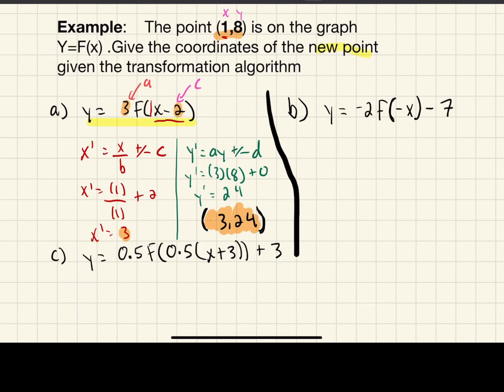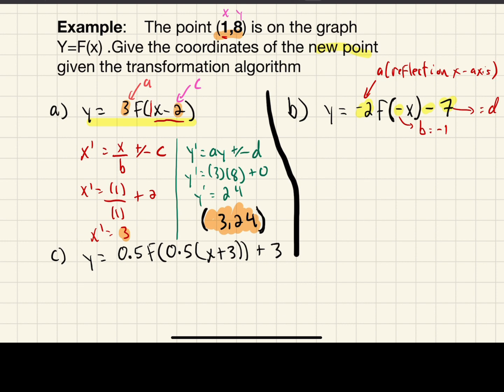So we're going to do the same thing for b here. We're going to highlight all the coefficients and label them, so we know that anything in front of the bracket or in front of the function is your a, so a is negative 2. And remember that the negative means that there's going to be a reflection along the x-axis. Okay, so we have negative x. So again, this is going to be our b value, which is equal to negative 1. And then the d value is minus 7. Okay, that would mean a translation 7 units down.